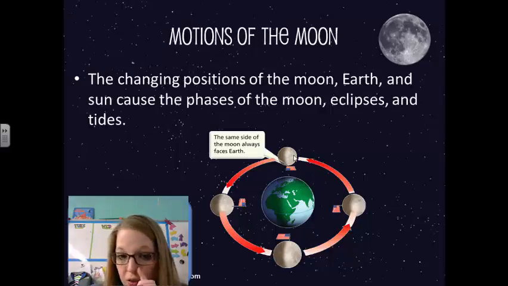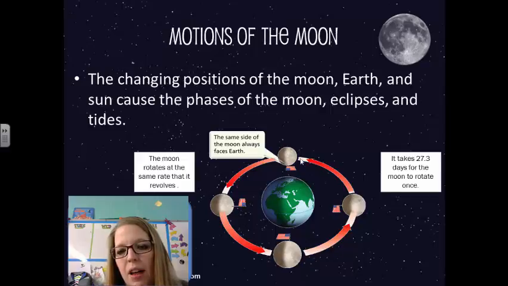Interesting enough, if you notice here, the flag is always pointing towards the earth. That's because the moon does rotate the same exact time it revolves. So that makes it so that when we are facing the moon, we always face the same side of the moon. There is one side of the moon that never faces Earth.